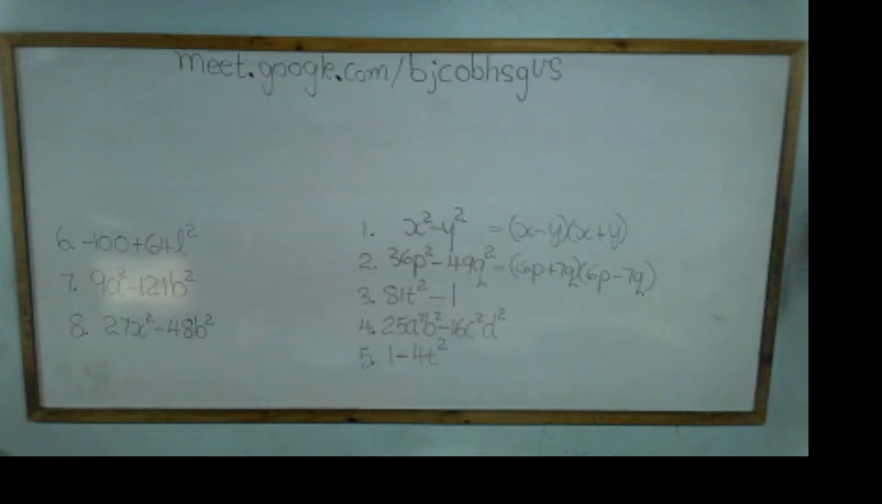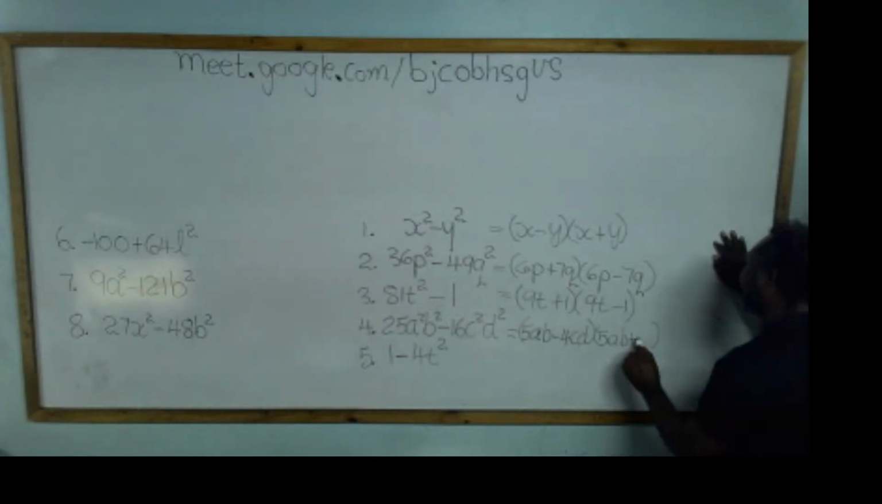Somebody made a suggestion for that one already, so I'm not going to hesitate. So, what do we square to give 25? That's 5. So you're going to have the 5ab. What do we square to give 16? That's 4. Minus 4cd. So we'll have 5ab plus 4cd.